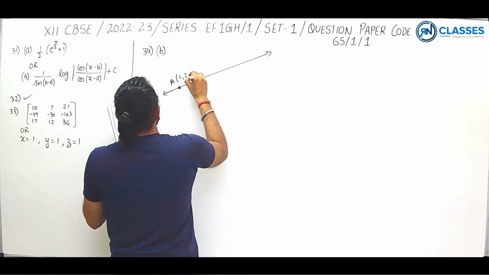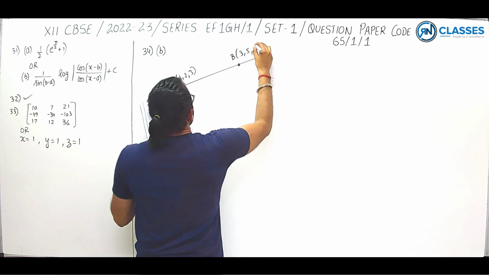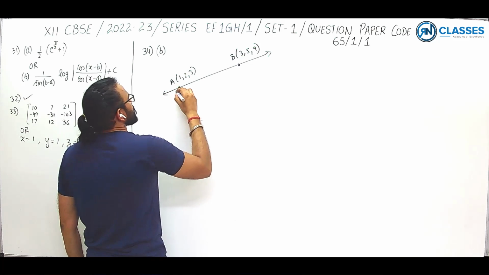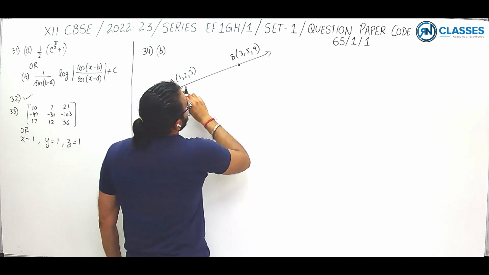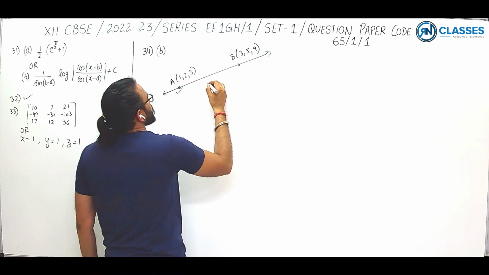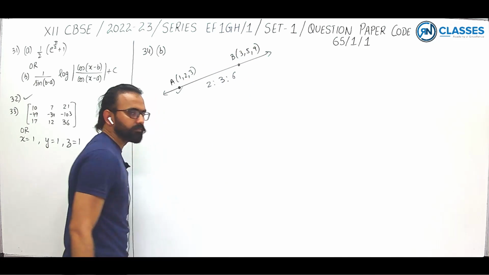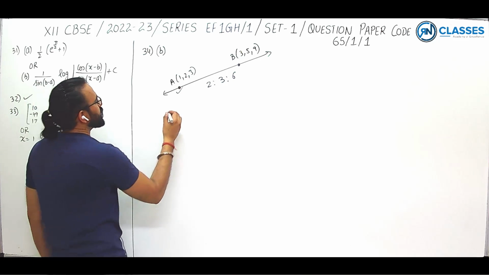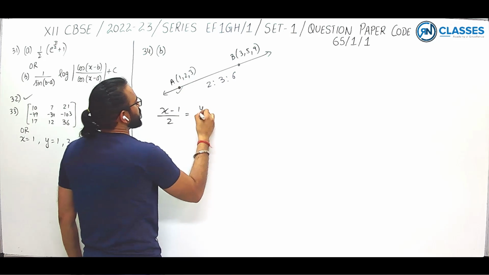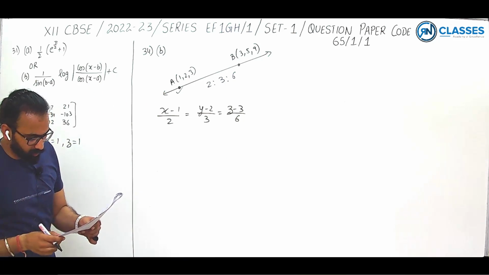A point is (1, 2, 3) and B point is (3, 5, 9). In order to write equation of such a line, we need one point. Let us consider this as a point, and we need direction ratios of this line. Since 2 points are given, we can easily write direction ratios, that is x2 minus x1, that is 2, y2 minus y1, that is 3, 9 minus 3, that is 6. Point पता है, direction ratios पता है, we can easily write equation of line: (x minus x1) by a, (y minus y1) by b and (z minus z1) by c. Equation of line हमारे पास आ चुकी है.